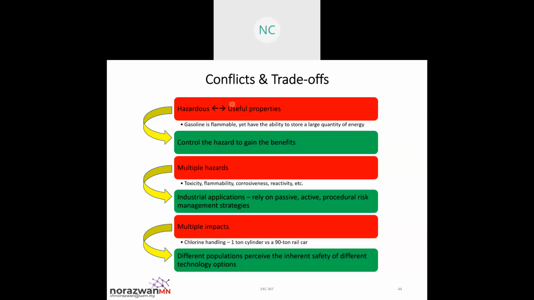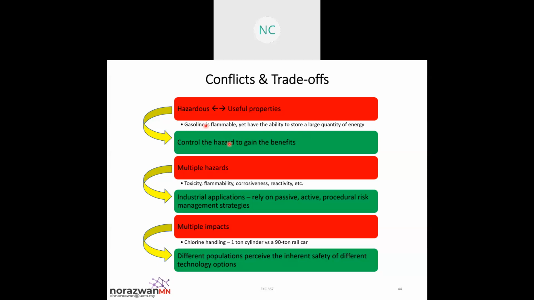Which one is much bigger, the hazardous or the useful properties? Even though you have the hazardous material, if you can control the hazard, you can use it to gain the benefits, just like gasoline. If you can control the hazards of the flammability, then you have the ability to gain the benefits of this gasoline. So what is the ability to control the hazard?